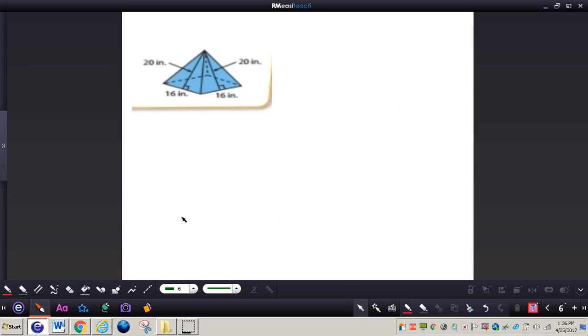Now let's take a look at this pyramid on page 420. What we're going to do is draw the net first together, and then I'm going to have you find the surface area. So we can see it's a square pyramid. Why do we know that? 16 by 16. The first thing we do is draw our square just the best we can. I want you to do this with me.